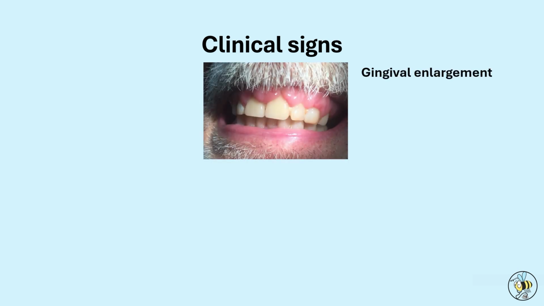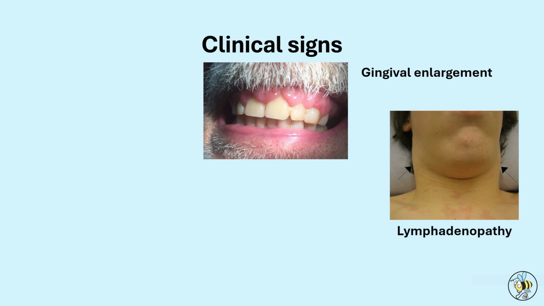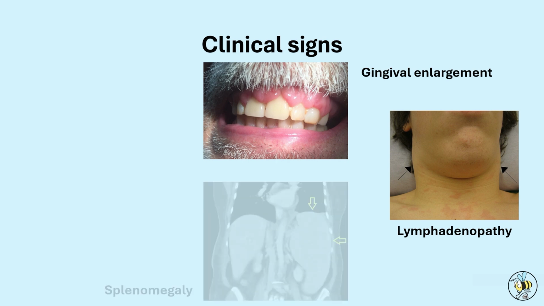Gingival enlargement is a typical feature of acute myeloid leukemia. As the bone marrow cannot make functional blood cells, extramedullary hematopoiesis occurs, i.e. the gum starts making blood cells. Lymphadenopathy is a common feature of lymphocytic leukemia, as lymphocytes reside in lymph nodes. Increased numbers causes them to swell.